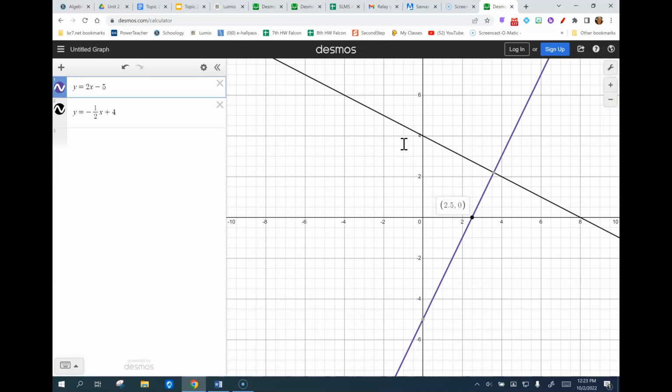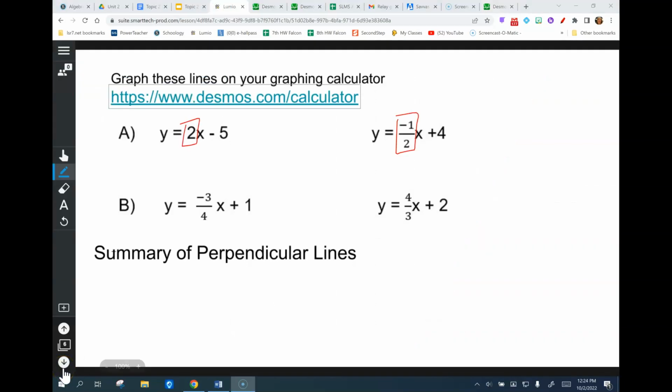Let's go back to my screen for a second. Now when we saw those perpendicular lines in Desmos, look at your slope. Look at your slope. Okay? What do you notice? Great. Let's go and graph these other two. So write down these two equations. Y equals negative 3/4 x plus 1. Y equals 4/3 x plus 2.